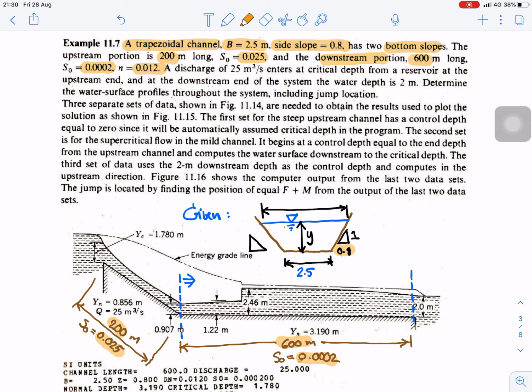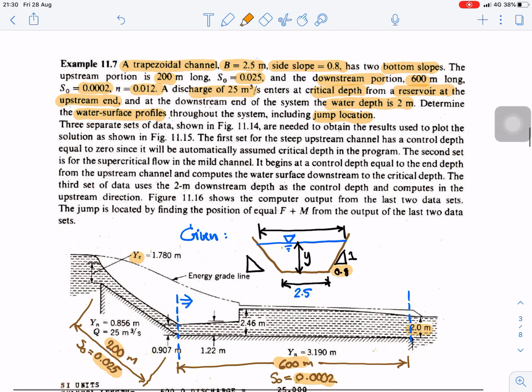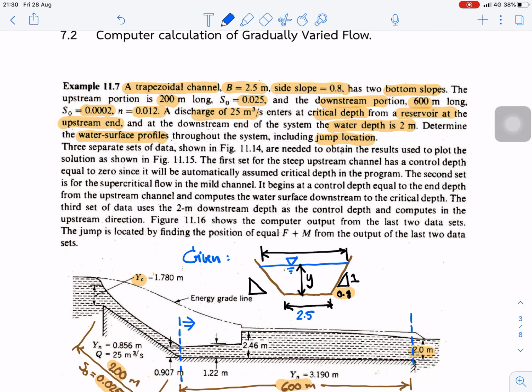Manning's n is 0.012. A discharge of 20 cubic meters per second enters at the critical depth from a reservoir at the upstream end. So we expect the critical depth at this point to be yc, and at the downstream end the water depth is 2 meters. Determine the water surface profile throughout the system, including the jump location. In this case, they write the code in the SHORTHAND program.